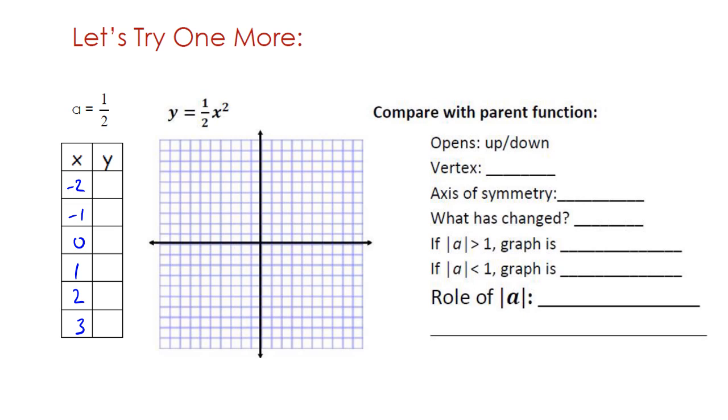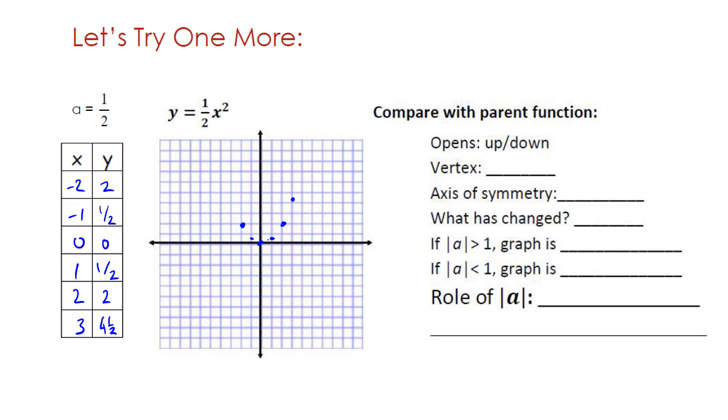When x is negative 2, y will be 2. When x is negative 1, y would be half, 0, half, 2, 4.5. Let's graph these. When x is negative 2, y is 2. Negative 1, 0.5 as best as we can. 0, 0. Here's the half. And 2, 2. 3, 4.5.